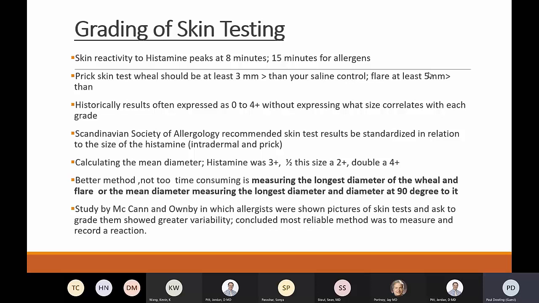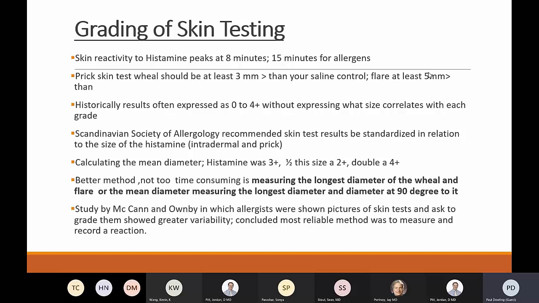The perfect skin test wheal should be at least 3 millimeters greater than your saline control, and a flare at least 5 millimeters greater. Historically, the results have been expressed as 0 to 4+, without expressing what size correlates with each grade. So you will get skin tests from doctor's offices where they did skin testing to cat or dog or ragweed, and they'll say 1+, 2+, 3+, 4+.